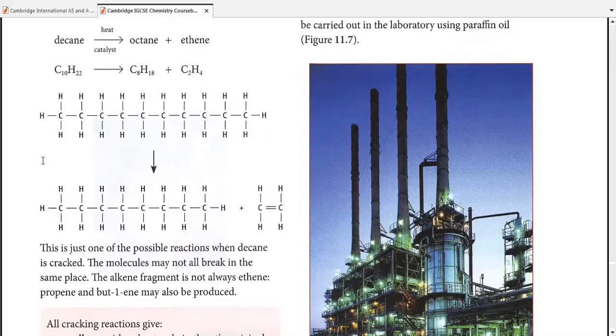I can write it down for you here. What we have is nonane, right? And in the presence of heat and catalyst, of course, it is going to be converted into hexane, plus it gives an alkene. We don't know what the alkene is. You're going to tell me that. So that's the equation right in front of you.